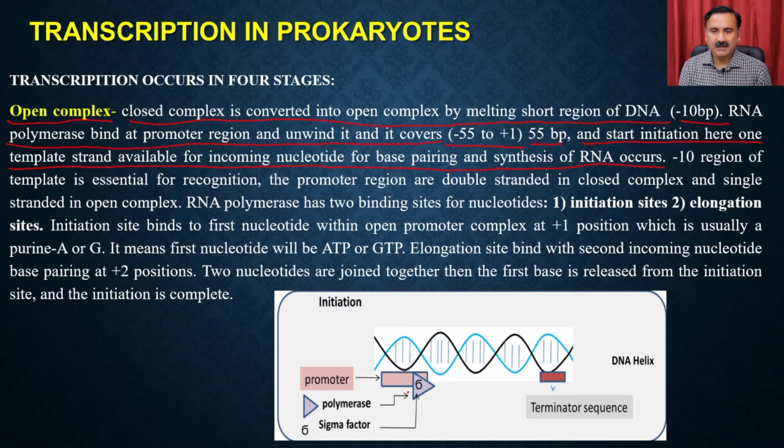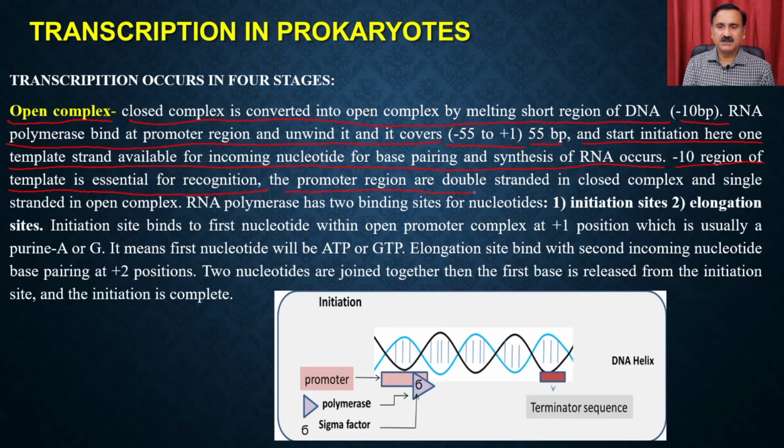So what will happen is that the RNA polymerase will assemble with the sigma factor, and then it is going to bind to the template and start melting the -10 region, and then it will bind the promoter region. When it binds the promoter region, it will start the initiation steps. The -10 region of the template is essential for the recognition.